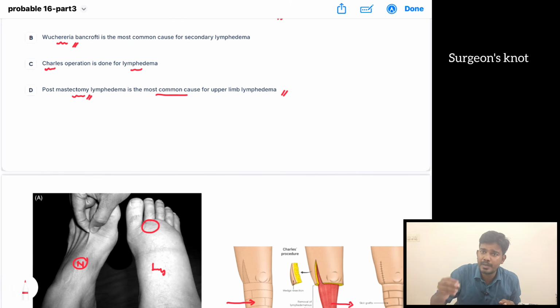Okay, why is this lymphedema that is coming after a post MRM? MRM la we'll be doing a axillary dissection.